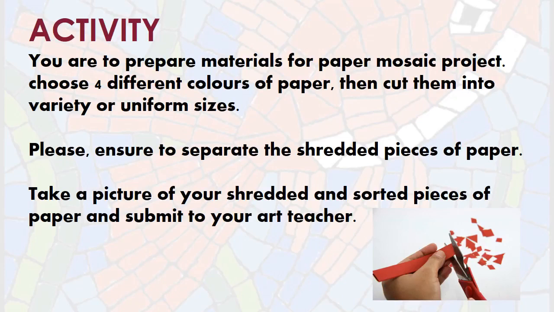Activity. You are to prepare materials for a paper mosaic project. Choose 4 different colors of paper, then cut them into varied or uniform sizes. Remember to separate them into bowls. Please take a picture of your shredded and sorted pieces of paper and submit it to your art teacher.